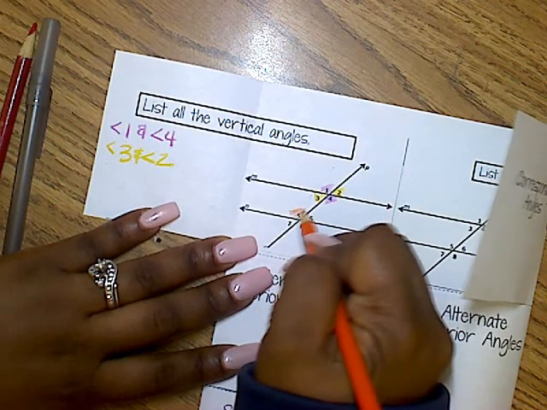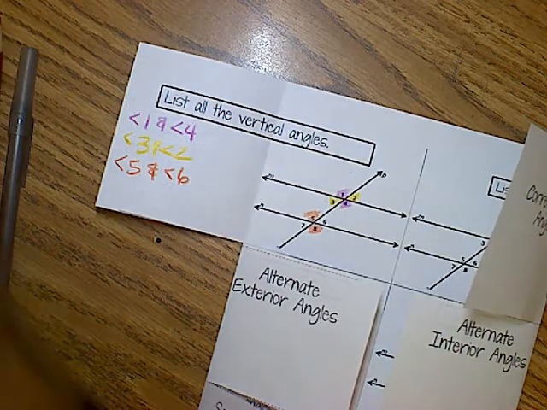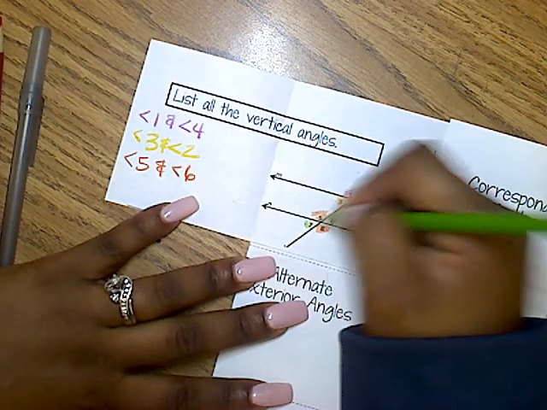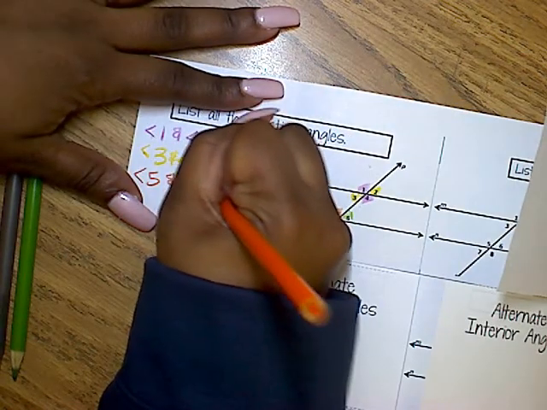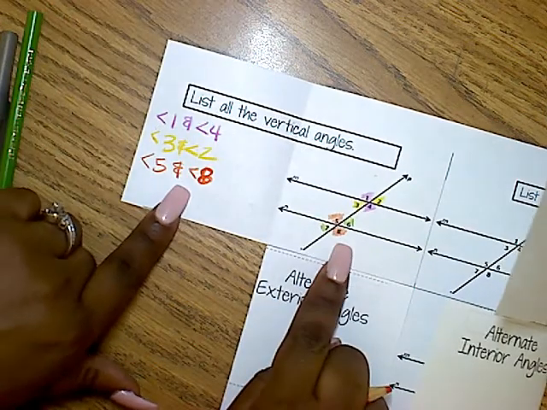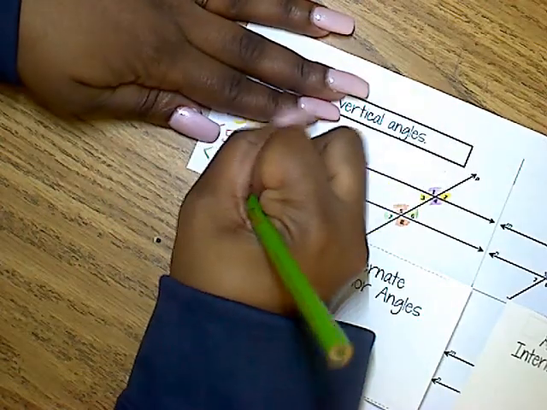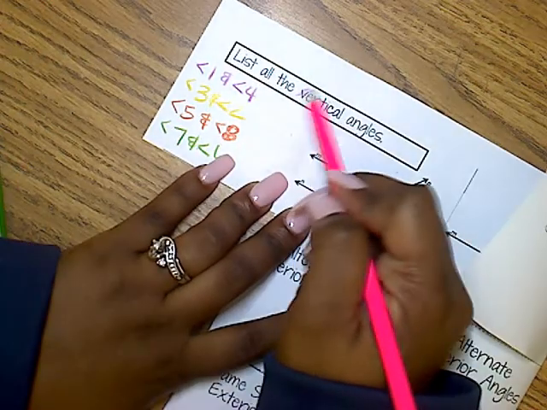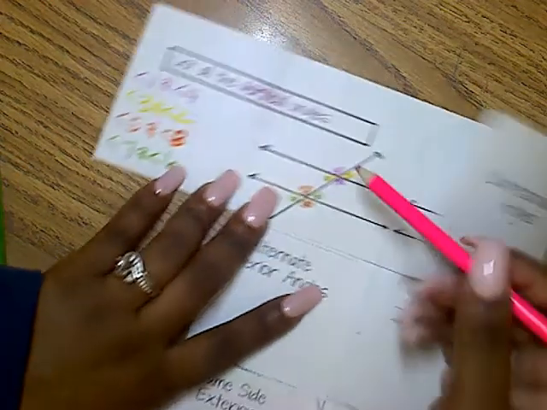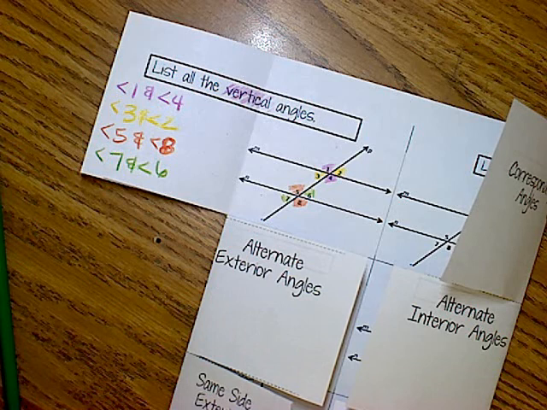Five and 6 are an example. And then lastly, angle 7 and 6. Excuse me, this last one should have been 5 and 8. I said 6 and 8. So again, that's 5 and 8, and then 7 and 6. So those are all of your vertical angles. They're always across from each other, not next to each other. Okay, let's keep it moving.